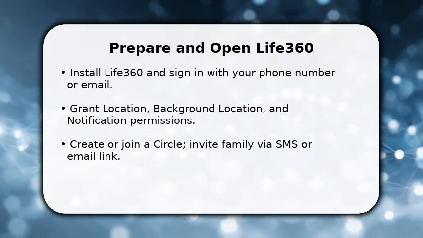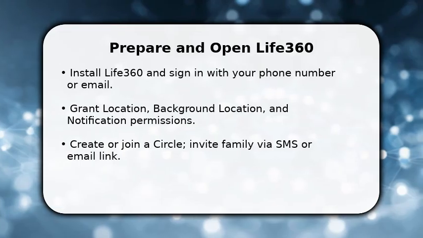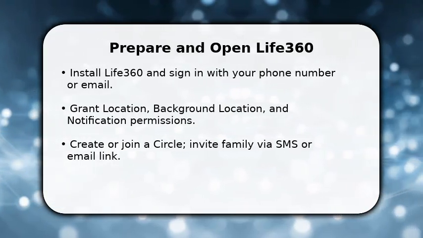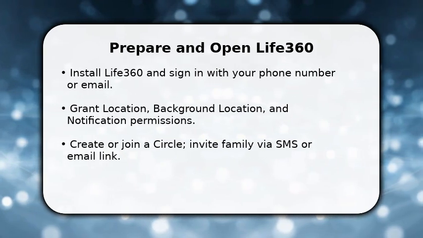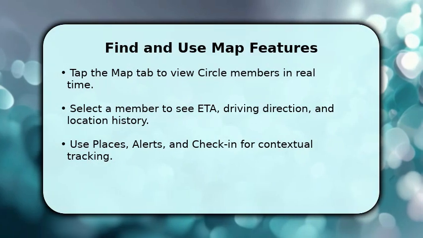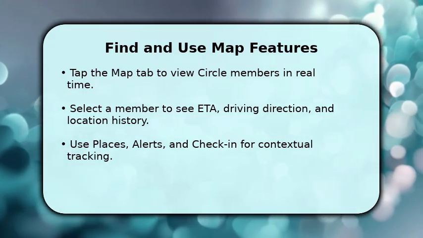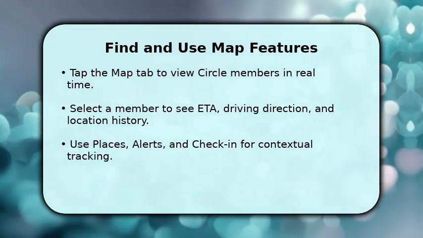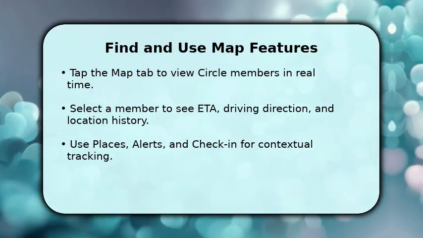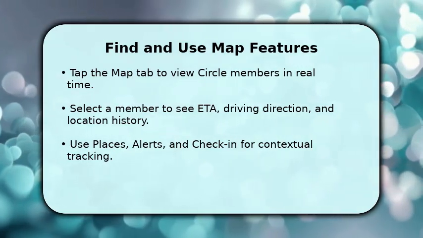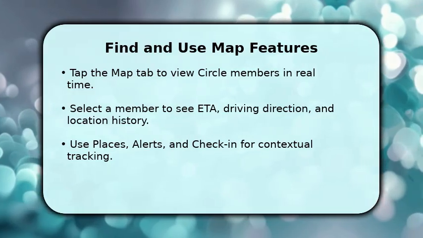This initial setup ensures everyone appears on the map, which is essential before you try to find family or friends using the app. Once your circle is active, tap the Map tab to view members' live locations. The map updates automatically as devices move. Tap any member's avatar to reveal details like current address, ETA from driving navigation, and recent location history. This helps you understand movement patterns.